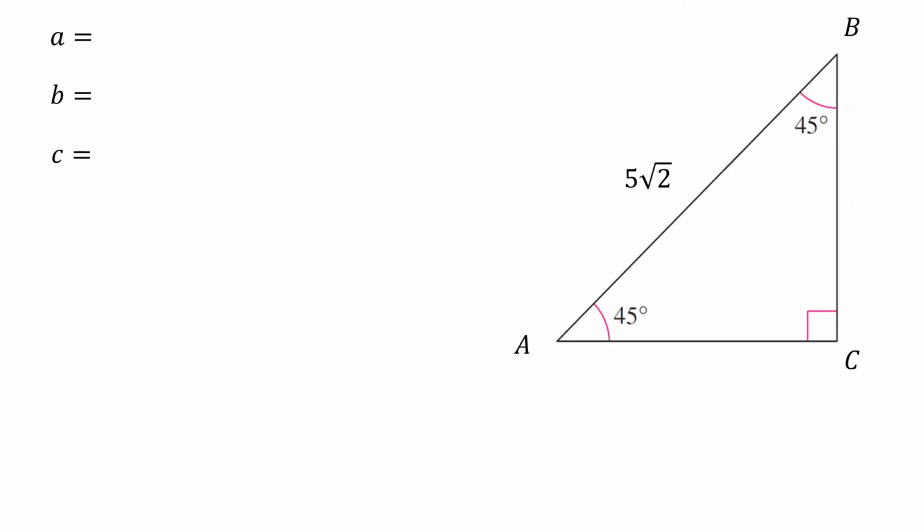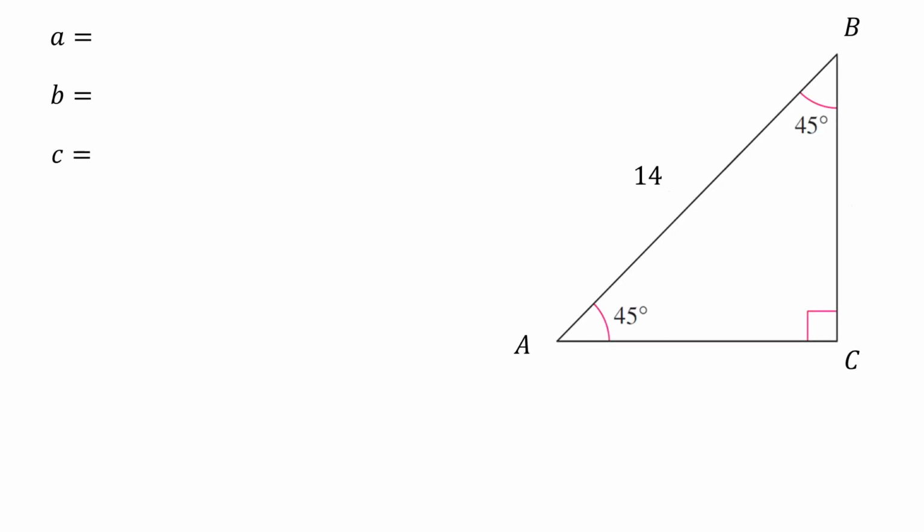I'm starting with the hypotenuse. I have to divide by square root of 2 to get one of the legs. I divide by square root of 2, I just get 5. Of course, the other leg also has to be 5. And I've got all 3 sides.